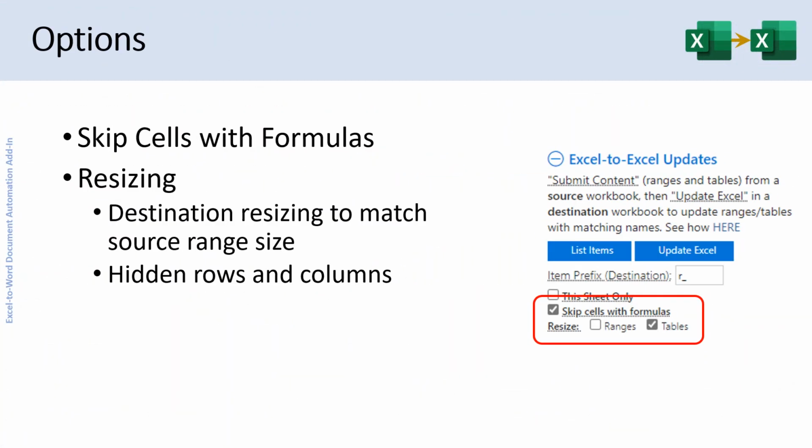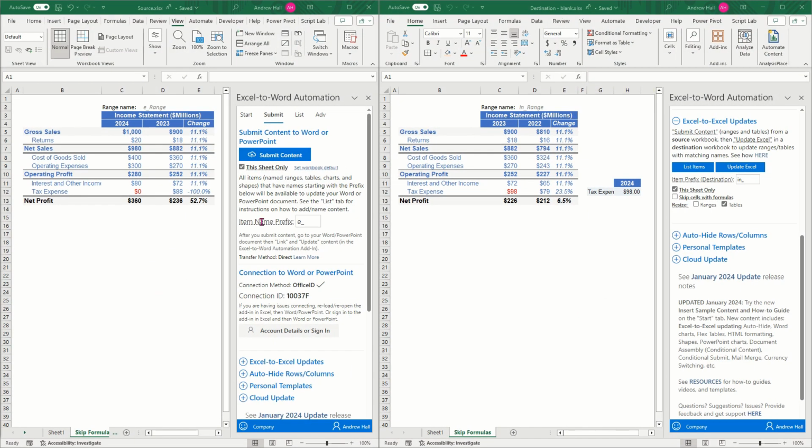And finally, two optional features: skip cells with formulas and resizing so the destination range size matches the source range. You can choose to skip updating of cells that contain formulas, which is any cell with a value starting with an equal sign. For example, you can avoid overwriting total or subtotal formulas with values. You can see that those cells contain formulas. And in this example, tax comes from another cell in the destination. It is also a formula.